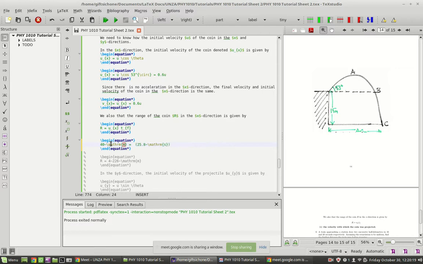Then ux is this 0.6u, multiplied by whatever tf is, which we still don't know at this particular moment. This is just some of the information we can gather from what we have been given.